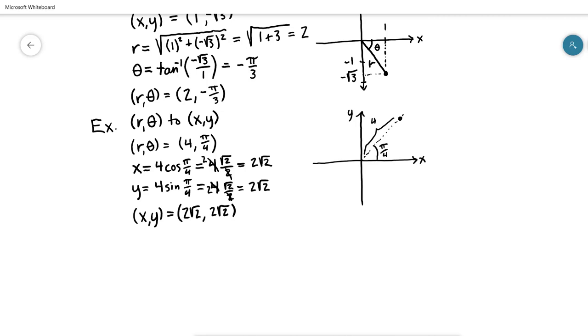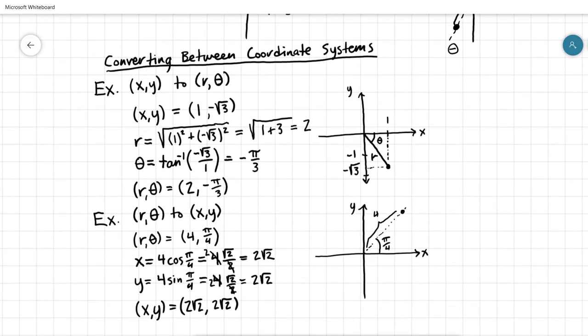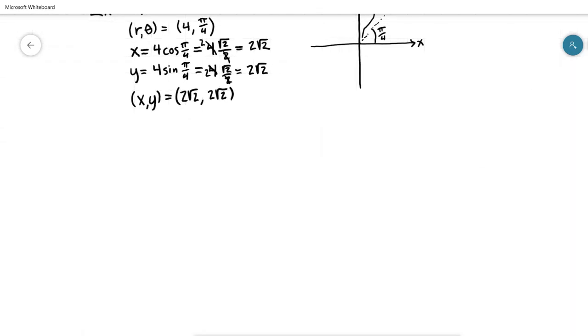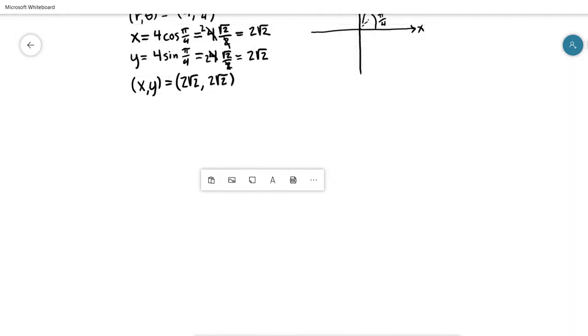Okay, so let's keep going. We've converted individual points between coordinate systems. Now I want to actually see what it's like if we try to convert equations.